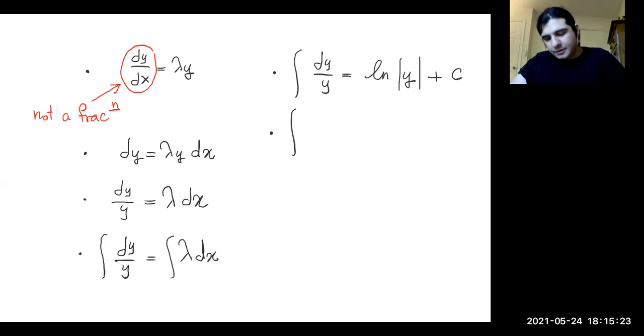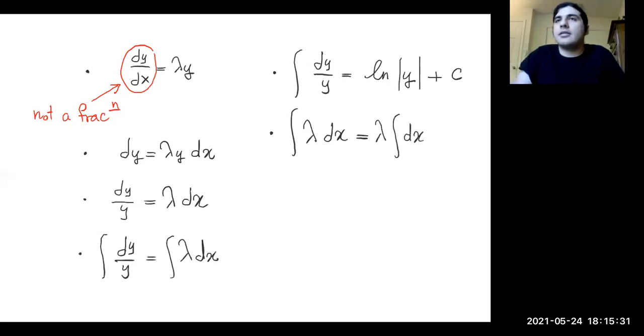What is integral of lambda dx? Well, lambda is a constant number. I can bring it out of the integral. It's just integral of dx. What is integral of dx? It's just integral of 1. But this is integral with respect to x. What is integral of 1 with respect to x?